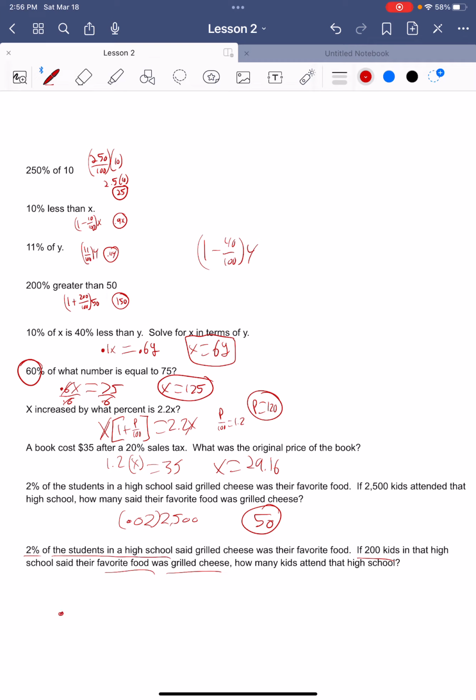So we know that 2%, 0.02, times all the kids, I'll label that x, is equal to 200. Using our calculator, we divide by 0.02, we get 10,000. And we could check that. If we know that 2% of all the 10,000 kids, that should be equal to 200 kids. So if we do 10,000 times 0.02, we should get 200, and we do.